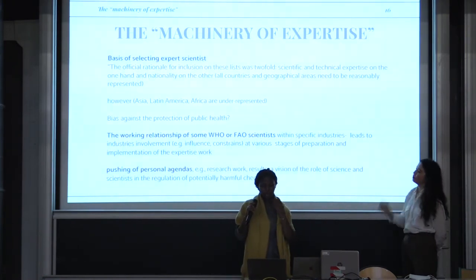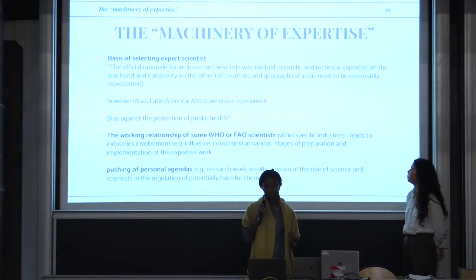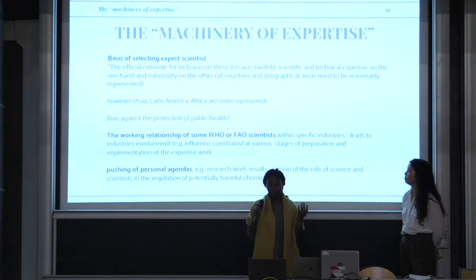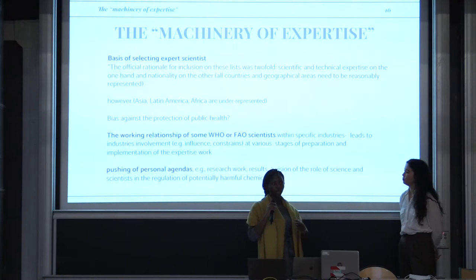The next is nationality. Still in the text, they said that all countries and geographical areas need to be reasonably represented. But when we looked at the text, we realized that Asia, Latin America, and Africa were actually underrepresented. Then the second thing is the working relationship of some of those scientific experts. From the text, it was pointed out that many of those scientific experts had a close working relationship with the industry, and sometimes a direct link with the industry.